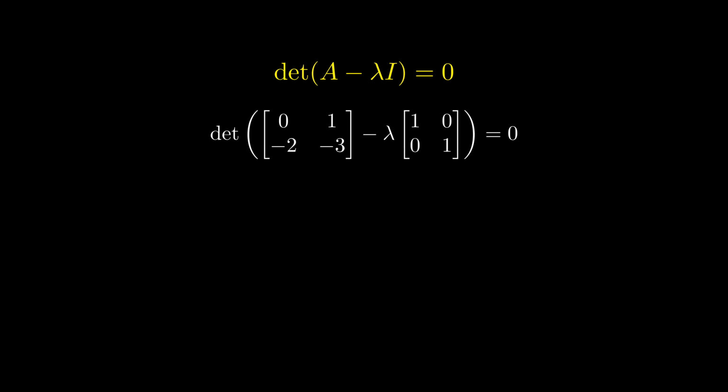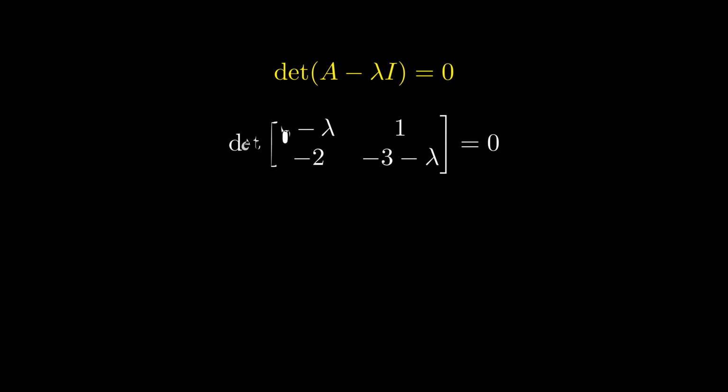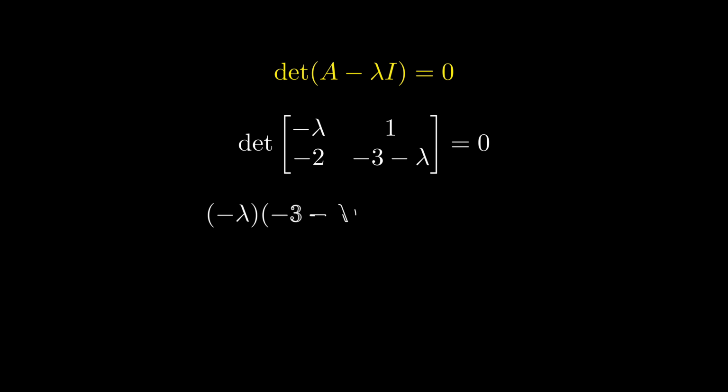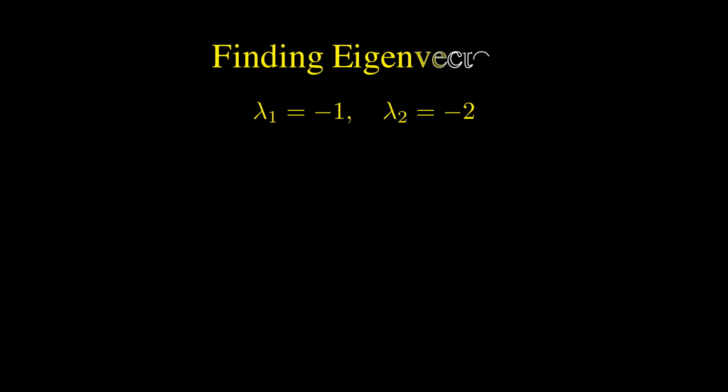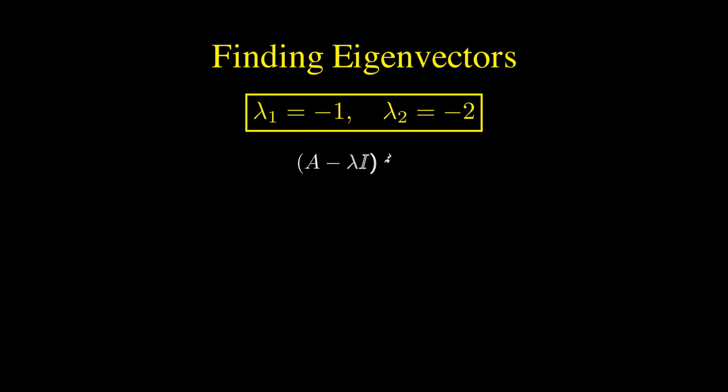Subtracting lambda from the diagonal entries of A, we get a new matrix. Calculating the determinant gives us a quadratic polynomial, lambda squared plus 3 lambda plus 2. Setting this polynomial to 0 allows us to solve for lambda. Factoring the quadratic, we find two roots: lambda equals -1 and lambda equals -2. These are our eigenvalues.